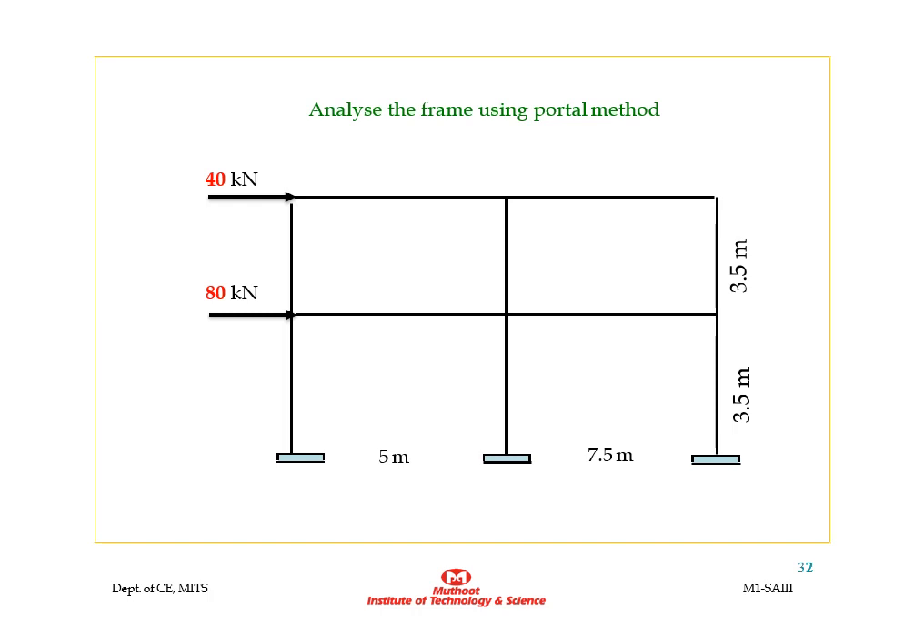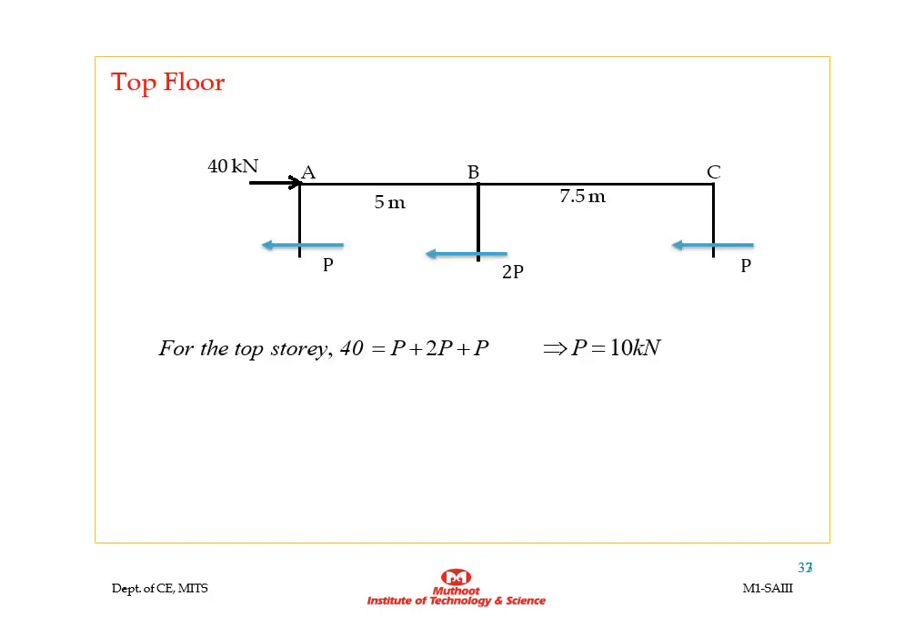The height of each column is 3.5 meter, and the beam span lengths are given as 5 meter and 7.5 meter. In the portal method, there are two assumptions. First, the point of contraflexure occurs at the middle of all the members of the frame, and second, the horizontal shear taken by each interior column is double that of the exterior column.